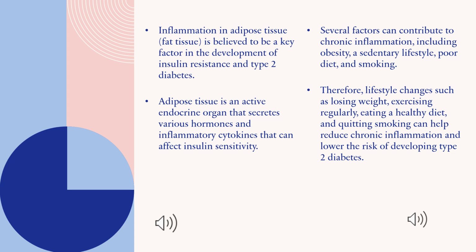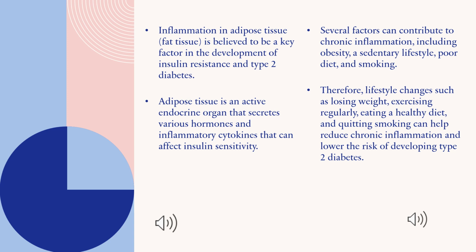Studies have shown that chronic inflammation is connected to an increased likelihood of developing type 2 diabetes. Specifically, inflammation in adipose tissues or fat tissues is considered a primary factor in the development of insulin resistance and type 2 diabetes. Adipose tissues, which are known as an active endocrine organ, produce different types of hormones and inflammatory cytokines that can impact insulin sensitivity.